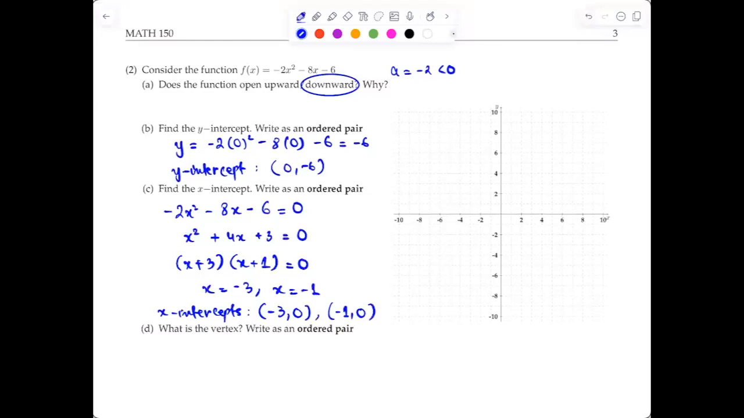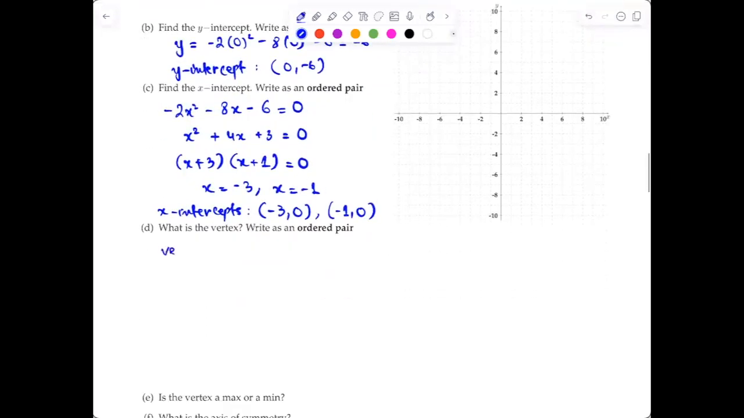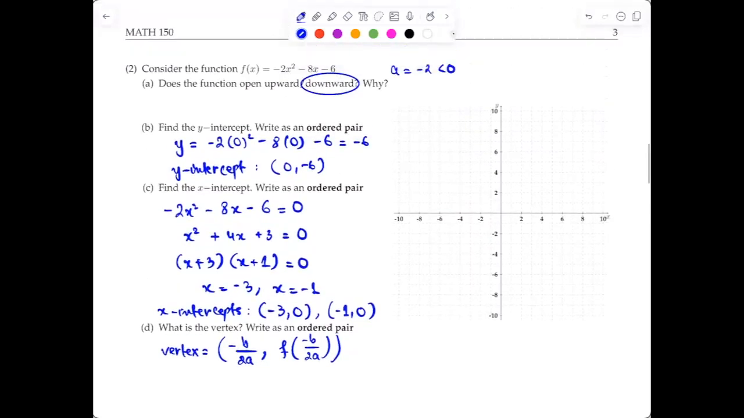So the next part is to find the vertex. Am I moving too fast? Good. All right, so the vertex formula is negative b over 2a, comma, f of negative b over 2a. Again, you just need to memorize the first component of the point. When you get the x value, substitute back into the original function to find the y value. So that gives the vertex.